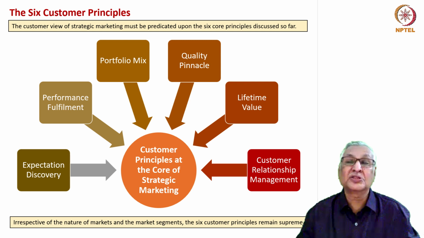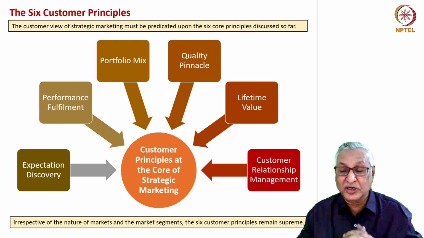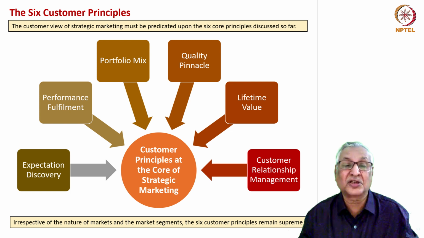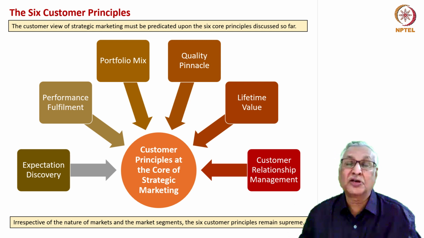What are the six customer principles that are required for strategic marketing to lead to good relationship with customers? There are six customer principles at the core of strategic marketing or strategic business development. The first, expectation discovery. Ability to discover what the customer really needs, wants, desires, or aspires for. The second is the performance fulfillment by the product or the service. Third, the range of products, that is the portfolio mix the company is able to offer. The fourth is the quality pinnacle, that is the highest quality assurance that the company can provide to the customers.